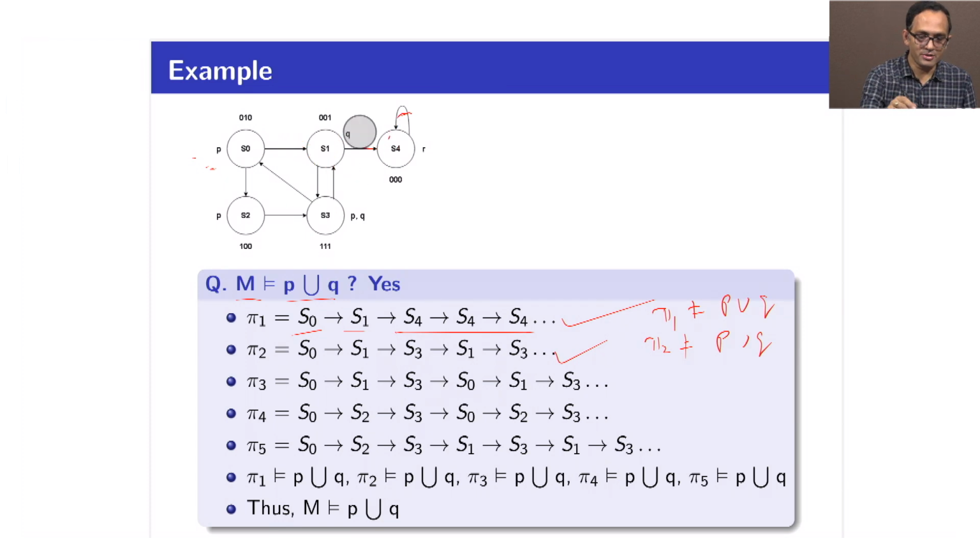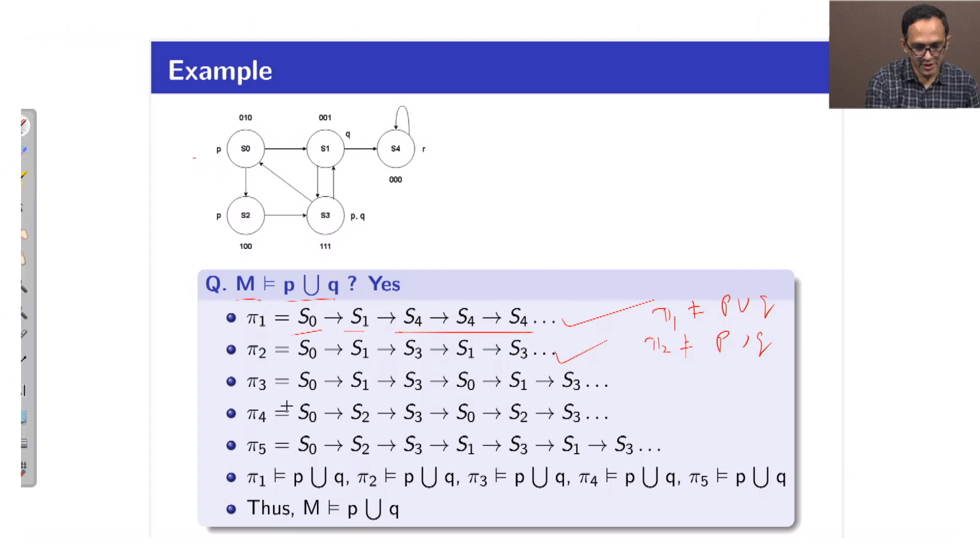Let me take the next path, say pi 3, which is S0, S1, S3, S0, S1, S3, then S0. So, it is basically this path. This path will also satisfy, because P holds and then Q holds here. So, this pi 3 also satisfies P until Q.